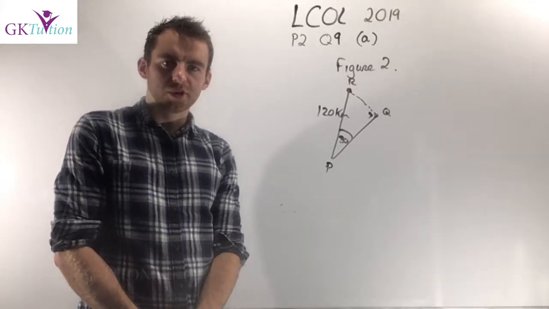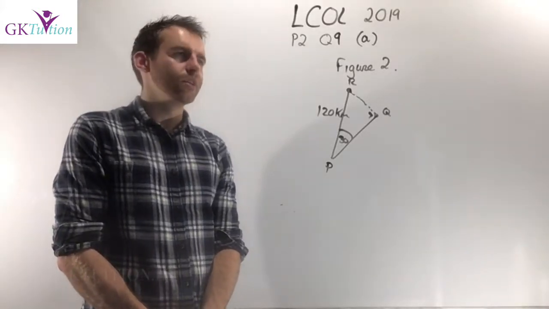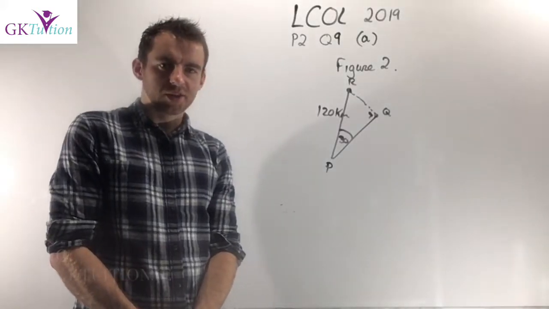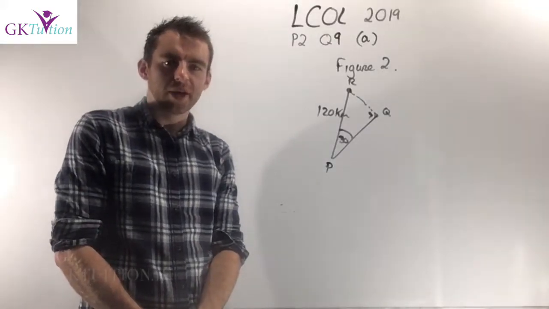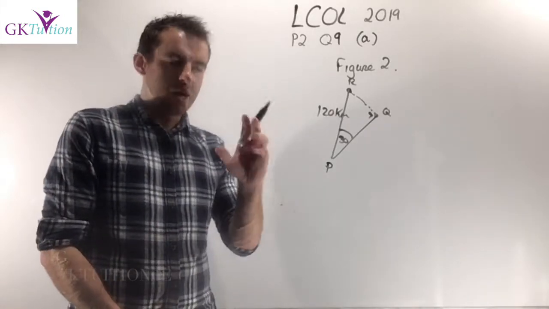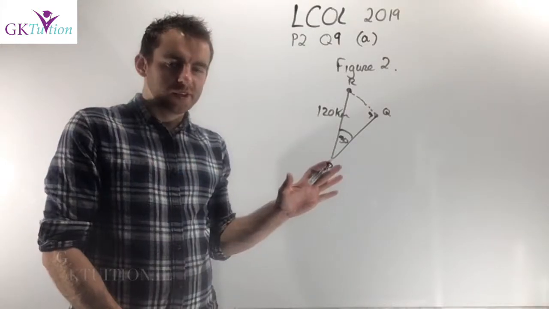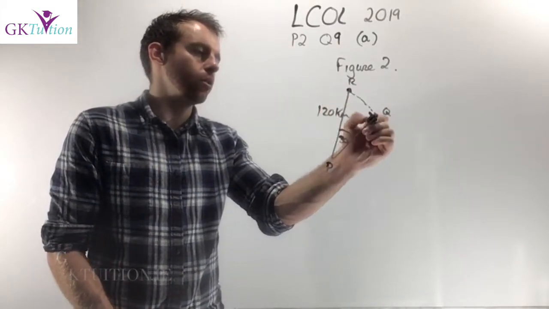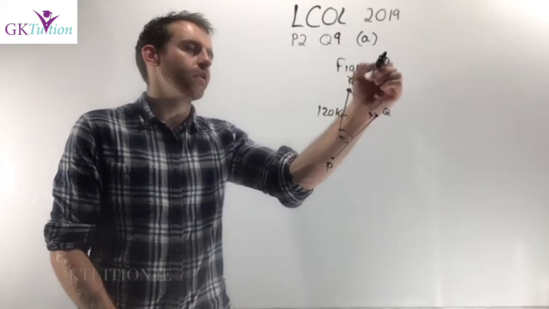Now the question that I've chosen to go through here is 2019 Paper 2 Question 9. At the start of it, we're given a lot of information about a ship and a radar detection within a circle. That's not relevant to Part A. In Part A, the only thing that is relevant is the triangle ORQP, which is given and labelled as Figure 2.